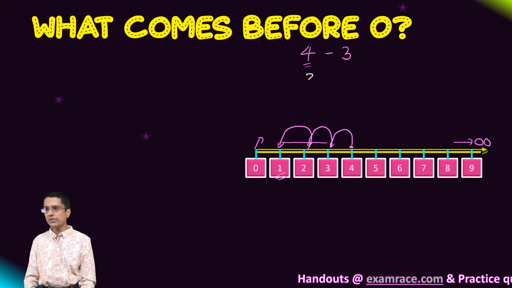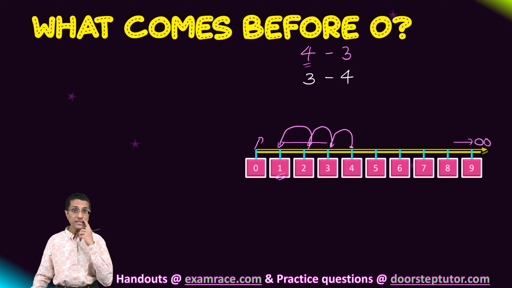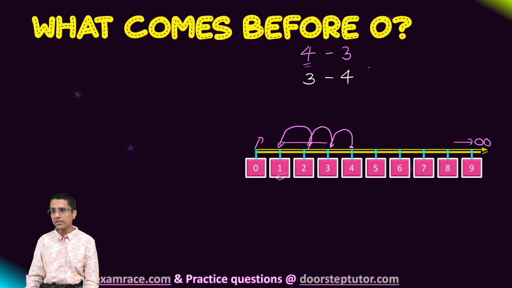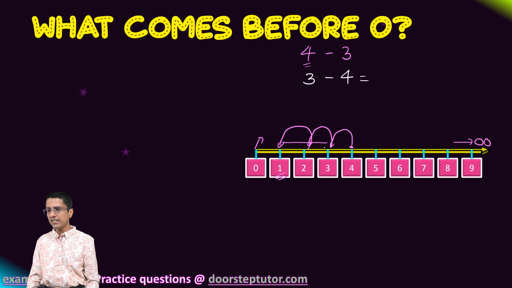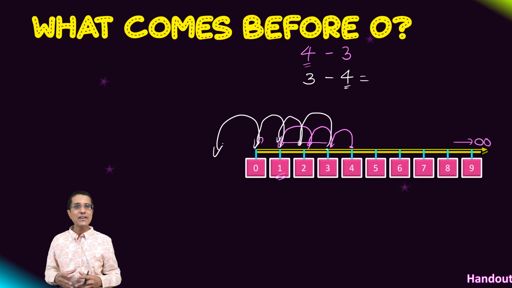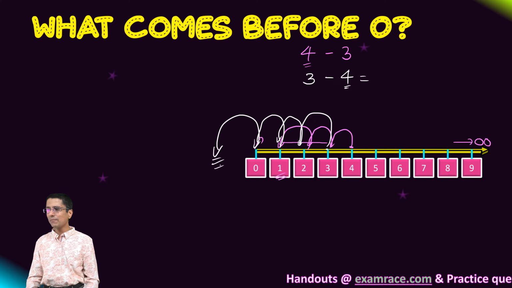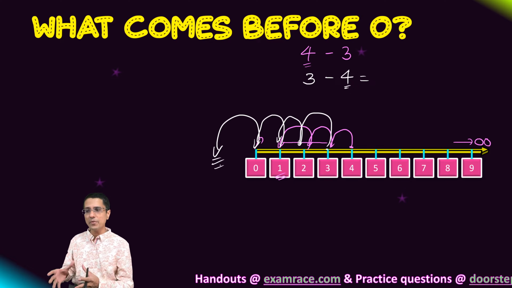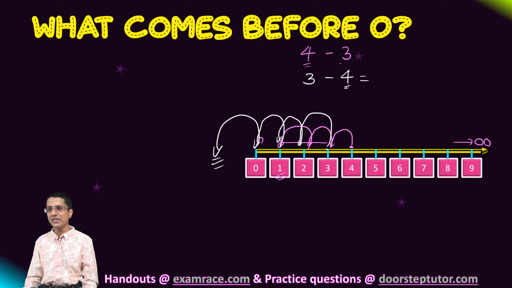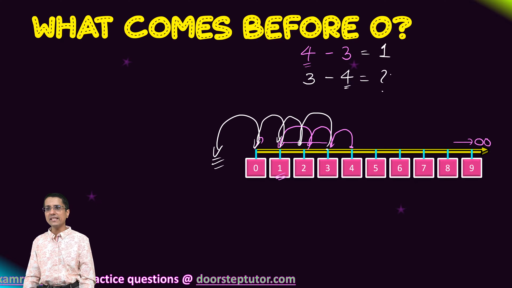Now let's suppose that instead of 4 minus 3, I want to do 3 minus 4. This is a valid operation, I can do that. But the problem here is that if I start from 3 and go back 4 places, 1, 2, 3, 4, I fall off the number line. So this number line of whole numbers is not able to accommodate my 3 minus 4 operation, and I don't know what the answer would be in this case.